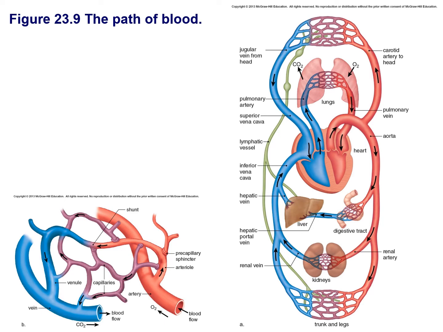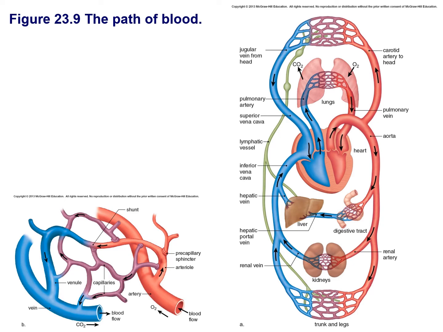The heart takes that O2 poor blood and pumps it to the lungs. Once it's in the lungs, it then goes back to the heart and goes to the rest of the body. After it's been used up in the capillaries in different locations, it ends up going back up to the heart as O2 poor blood, and then getting back to the lungs to do the whole thing again. It comes down this way as well. So it ends up being a good way to do this.